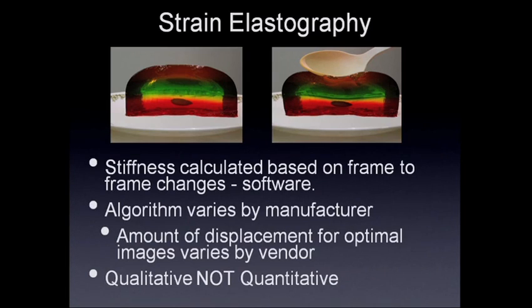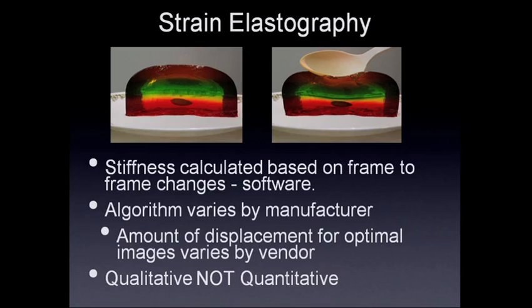Very simple. In strain elastography, if we have a jello phantom that has an almond within it, and we use a spoon to push on that, you can see that the jello changes shape, and we know from that that it's soft. However, if you look at the almond, as we press with the spoon, it doesn't change shape, and therefore it's hard. So the strain algorithm actually looks at frame-to-frame changes in the software.